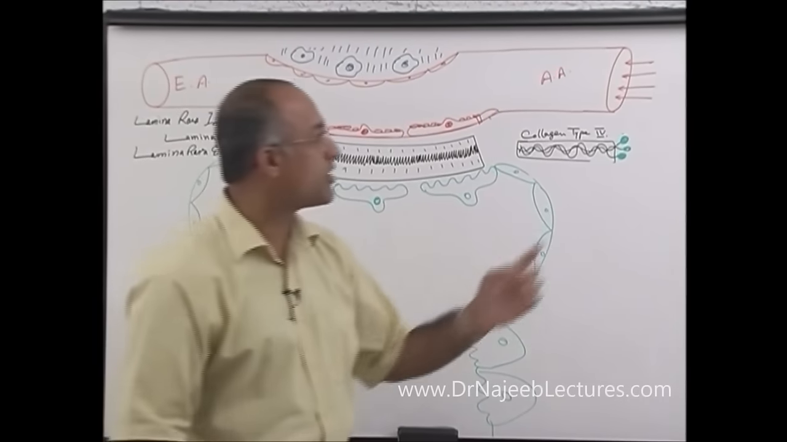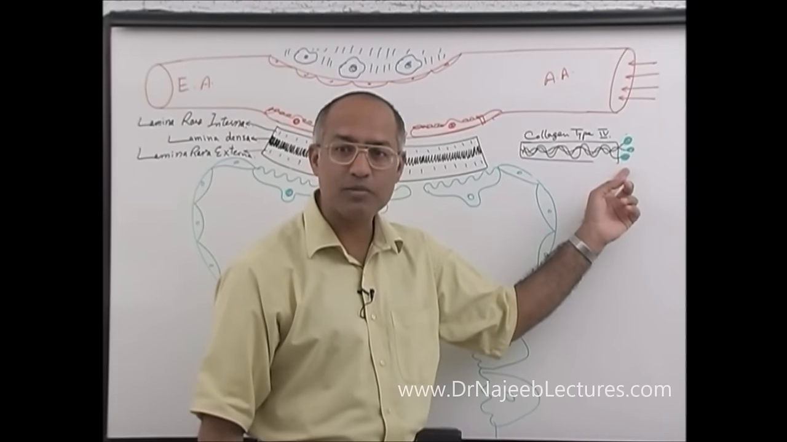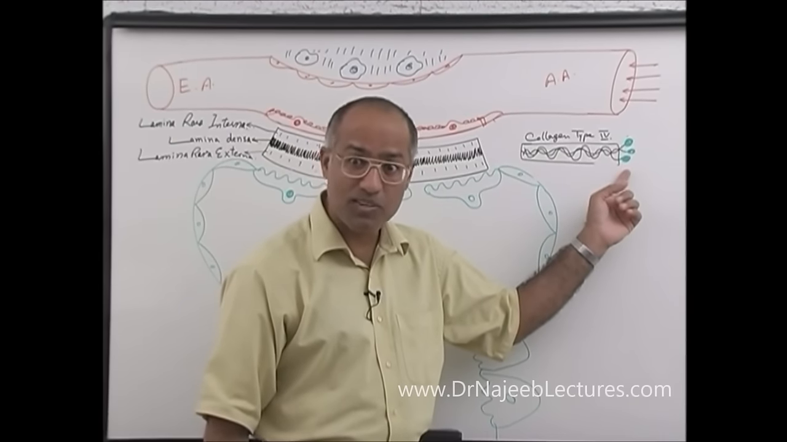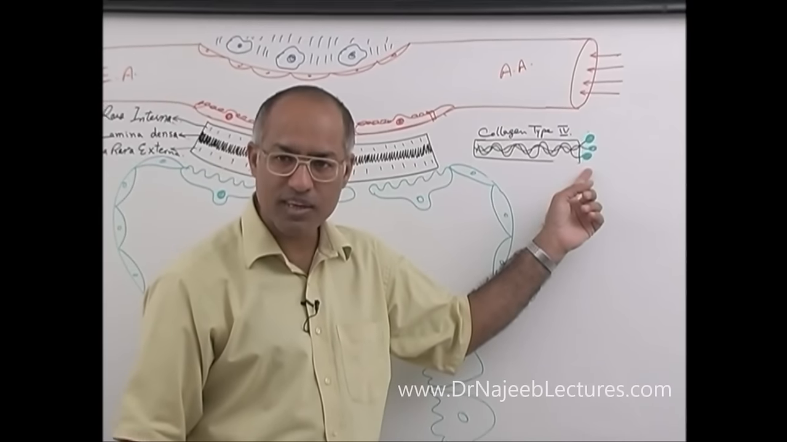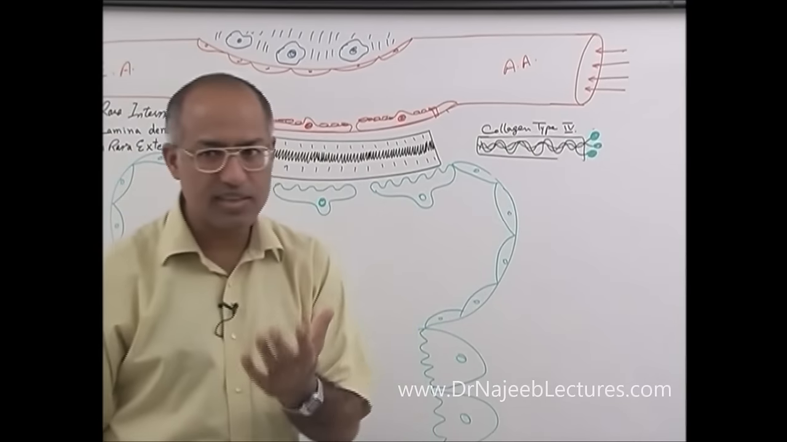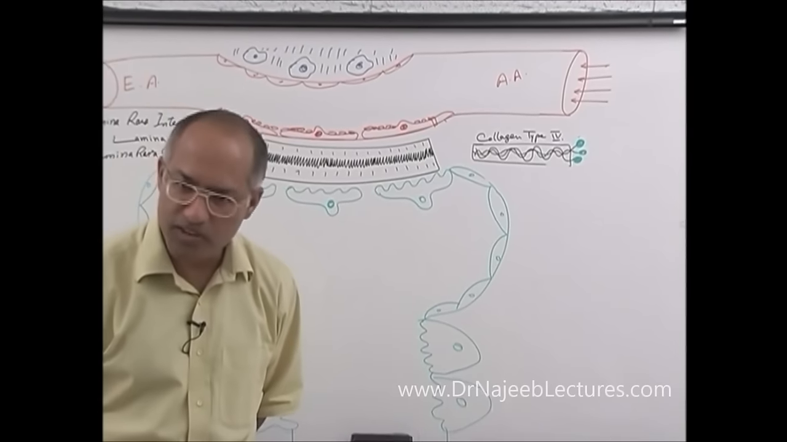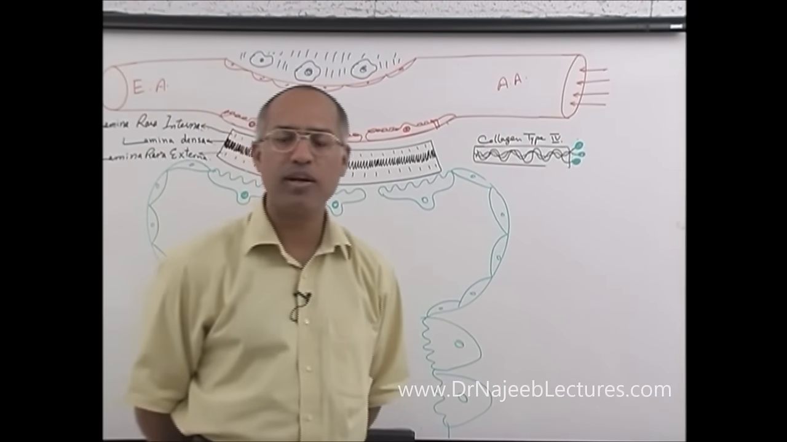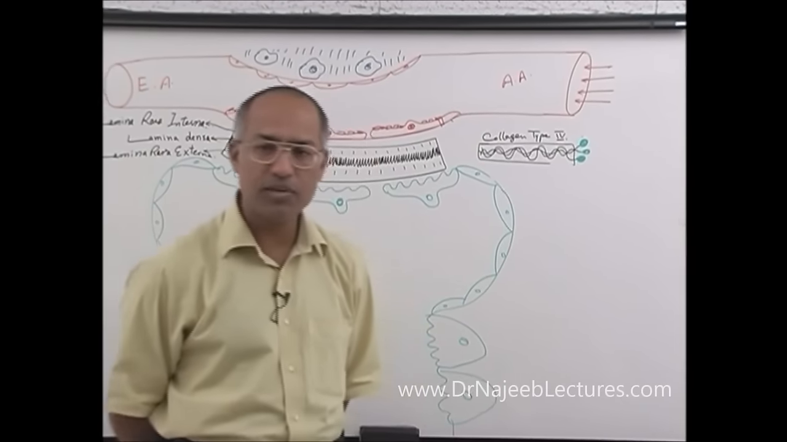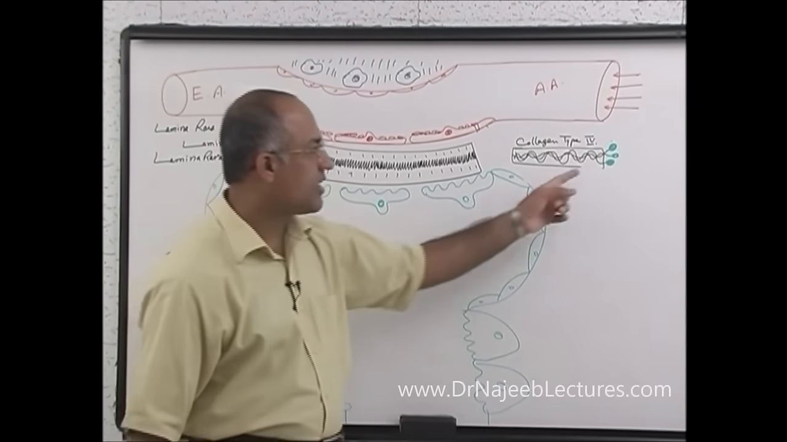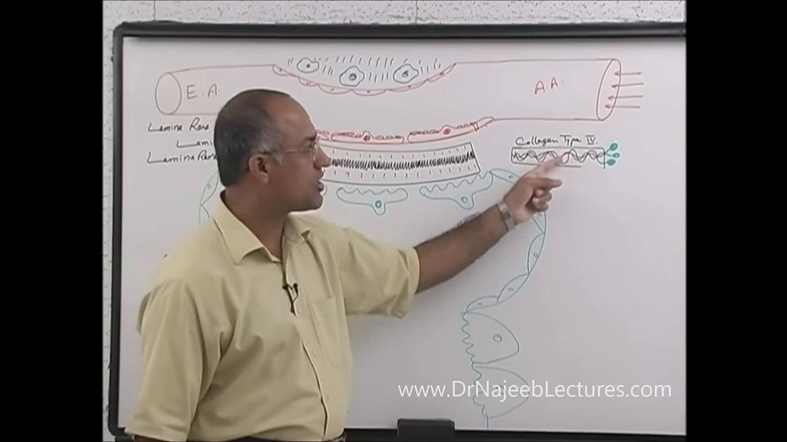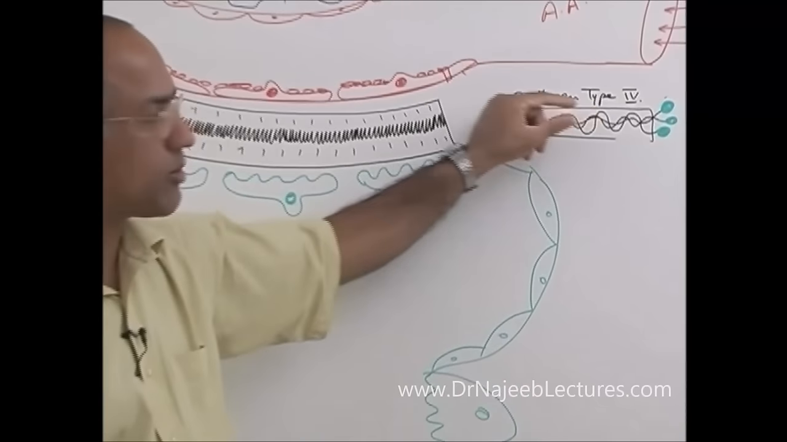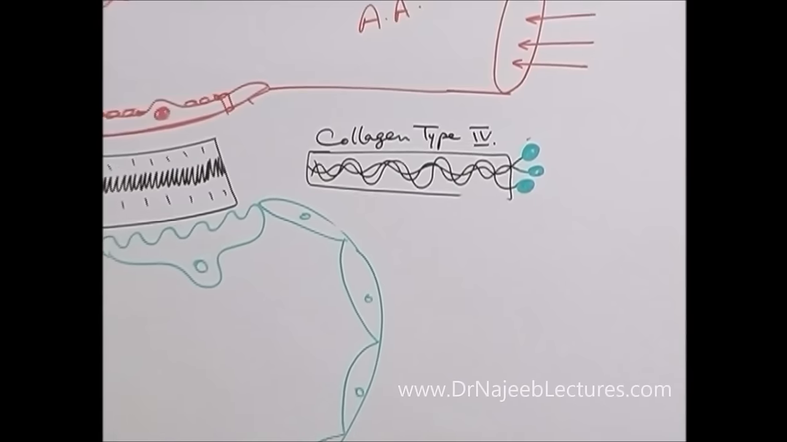Non-collagenous component of type 4 collagen, against which antibodies may be formed. If it involves only the kidney, we call it anti-GBM glomerulonephritis, and if it involves the kidney as well as the lungs, we call it Goodpasture syndrome. Another important point which is related here is that sometimes there are mutations, and due to those mutations, these alpha chains, which are supposed to make a good triple helix, are mutant.